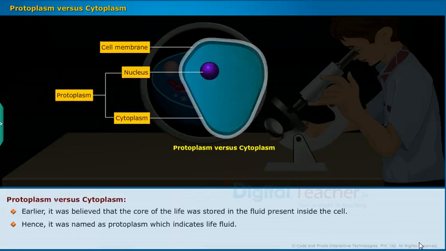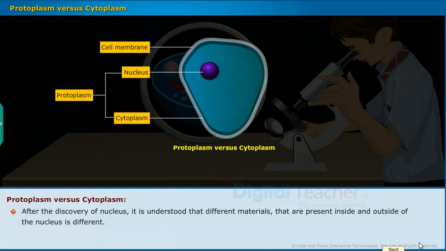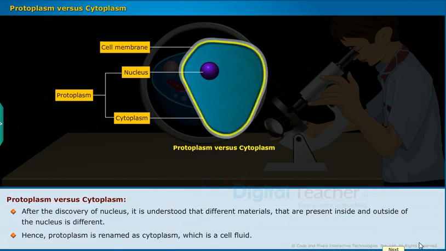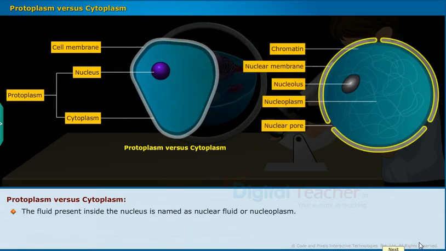Cytoplasm, which indicates life fluid. But after the invention else, thus, it is understood that life resides inside and the outside of the nucleus is different. Hence, protoplasm is renamed as cytoplasm, which is a cell fluid. The fluid present inside the nucleus is named as nuclear fluid or nucleoplasm.